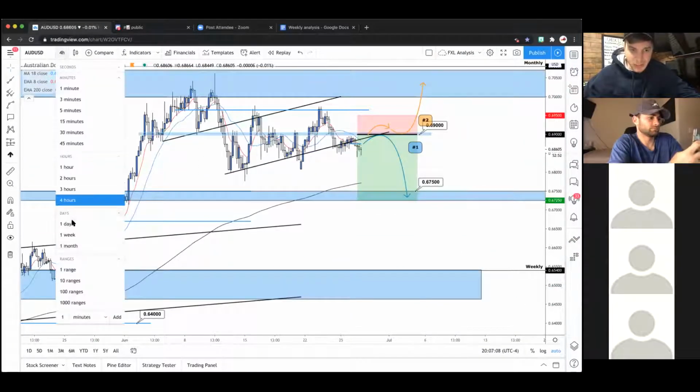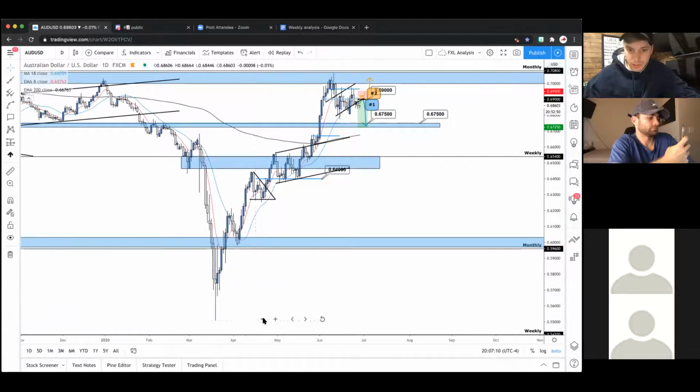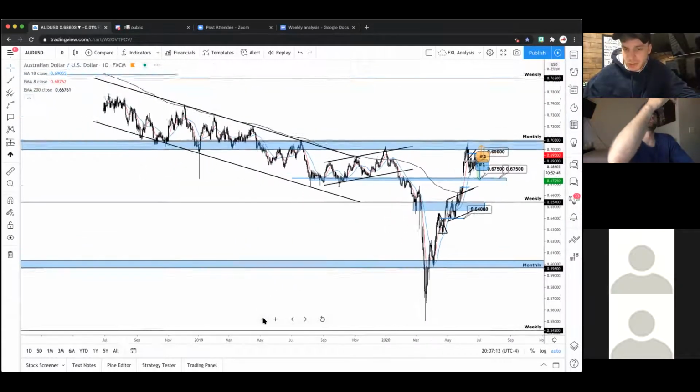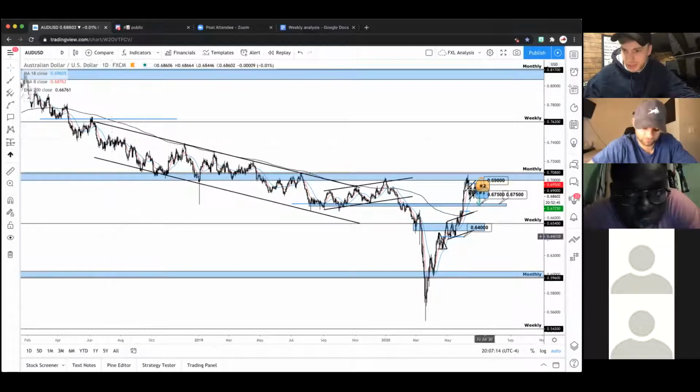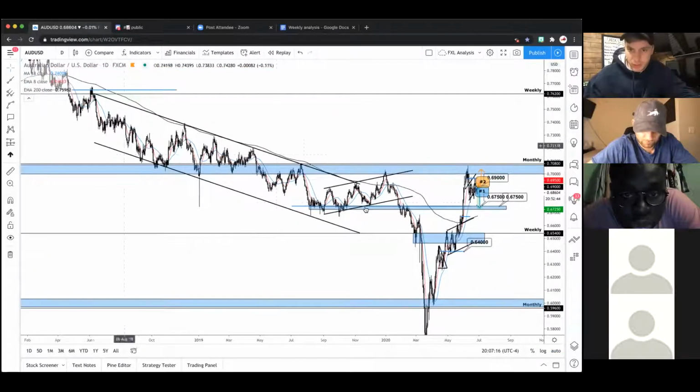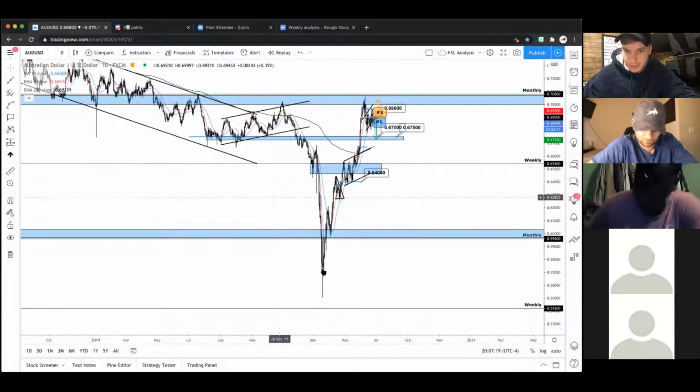First one up is AUD USD. First thing we do, jump to the daily time frame, see if anything's changed from last week. Very bearish, as we can see, the overall sentiment. Strong bearish channel here. This was the Corona spike and then the 4 hour pullback.